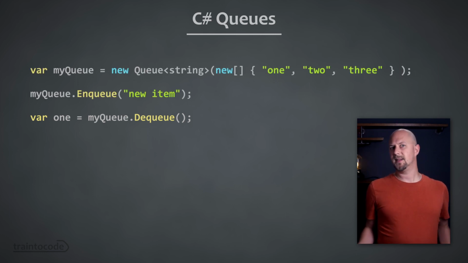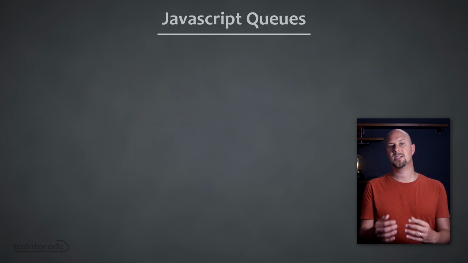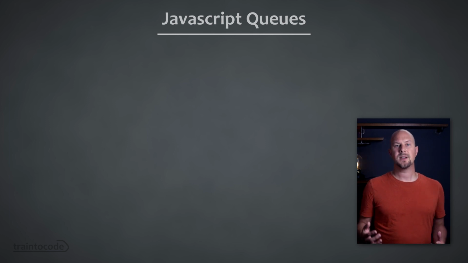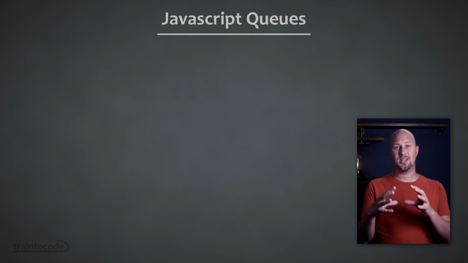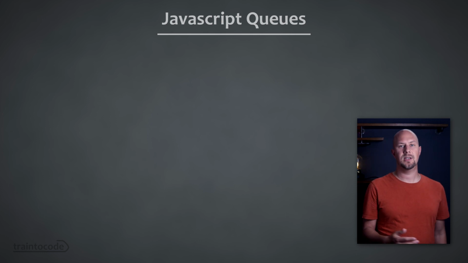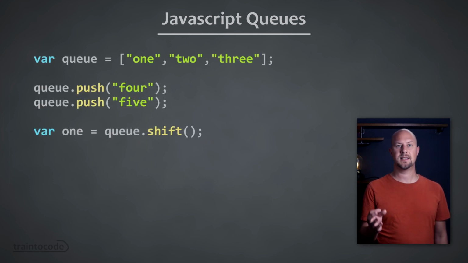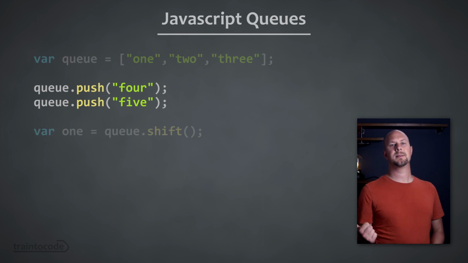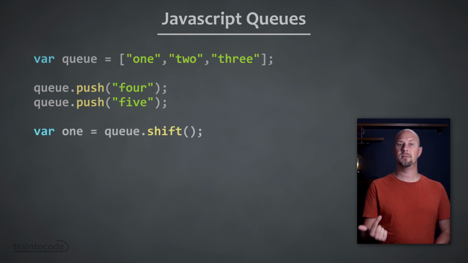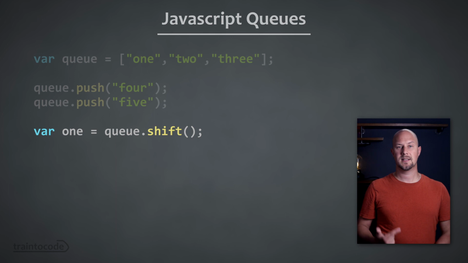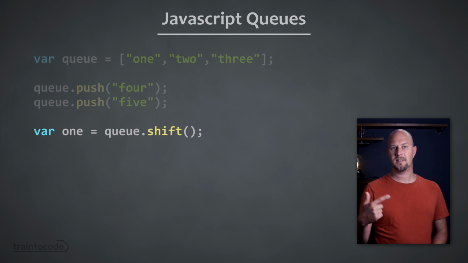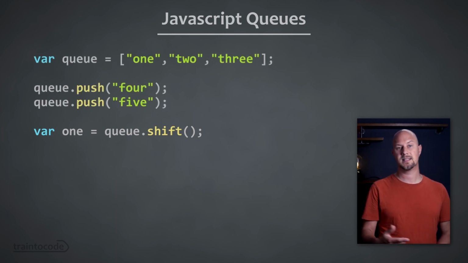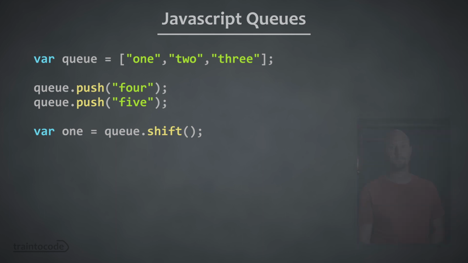So I said at the start, I was going to show examples in C# and JavaScript as well. And that's because JavaScript doesn't have dedicated queue types, but you can do queues in JavaScript by utilizing these two methods on an array. So to create a queue in JavaScript, you simply create an array and then you call push to add an item to the end and then shift to remove an item from the start. So this is the equivalent of the enqueue and the dequeue methods in C# or Java.